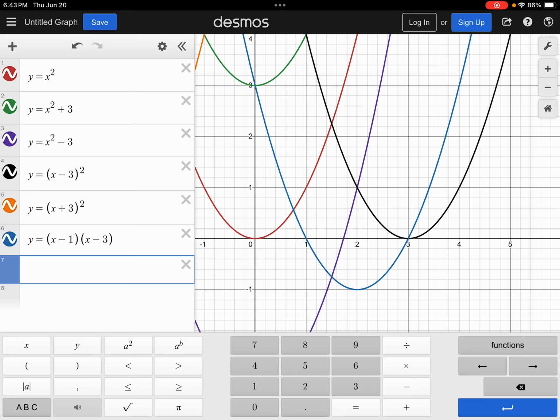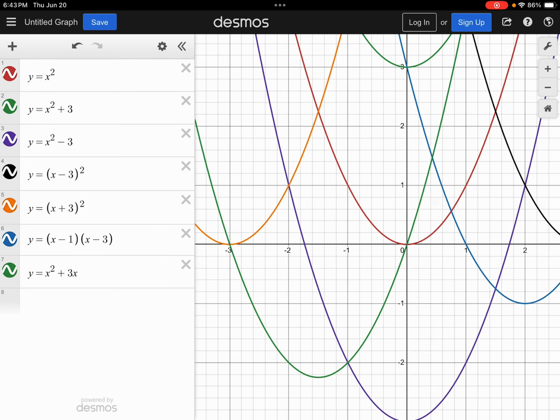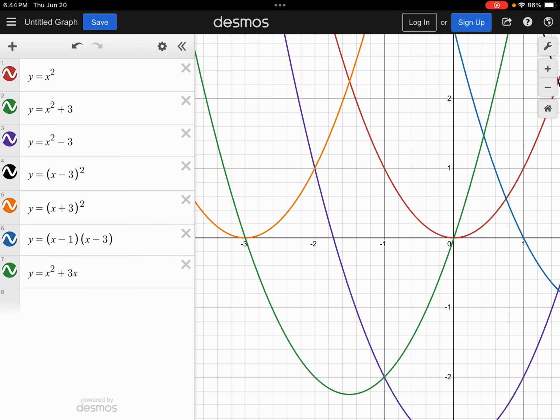Now let's see what happens. That's the same equation, now in the form of y equals x squared plus 3x. If we add 3x, that just makes it so that there's like a 3 unit difference. So plus 3x makes it a 3 unit difference from the origin.